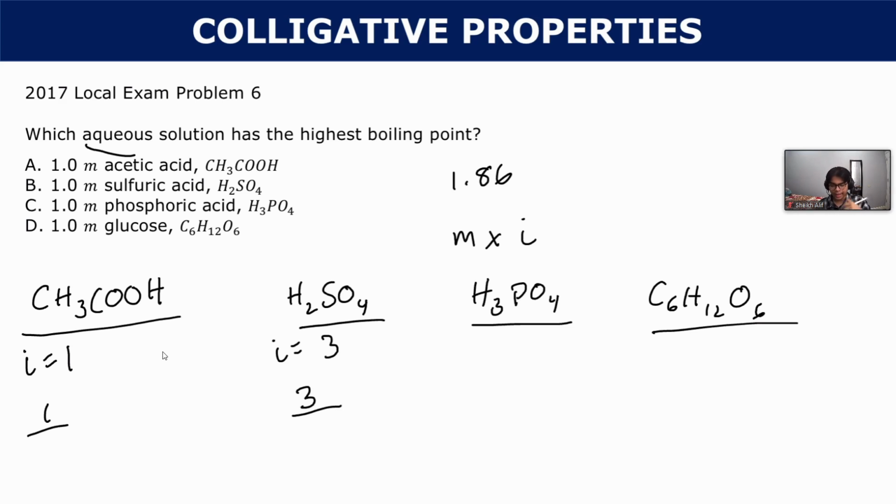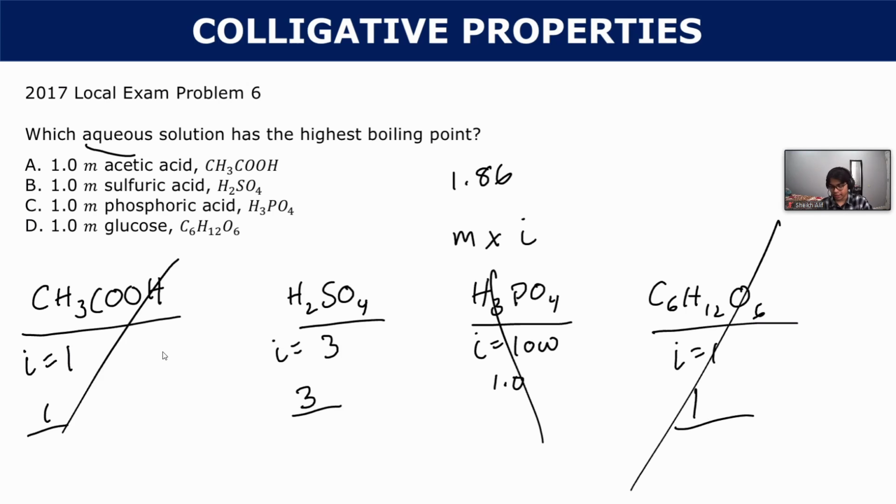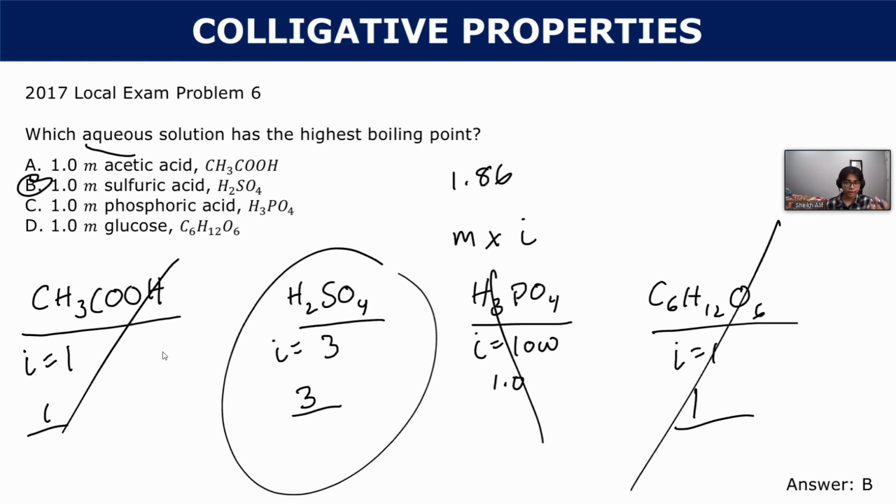H3PO4 is a weak acid, so its i value is going to be low times the fact that it has a 1 molality. It's not going to be one of the answers. And then the last one, C6H12O6, glucose, a big organic molecule, i is going to equal 1, and it's also going to have a 1 value. And so these 3 are not it, and it has to be B. It has to be the second one. And we are correct. All right, let's do the next one.